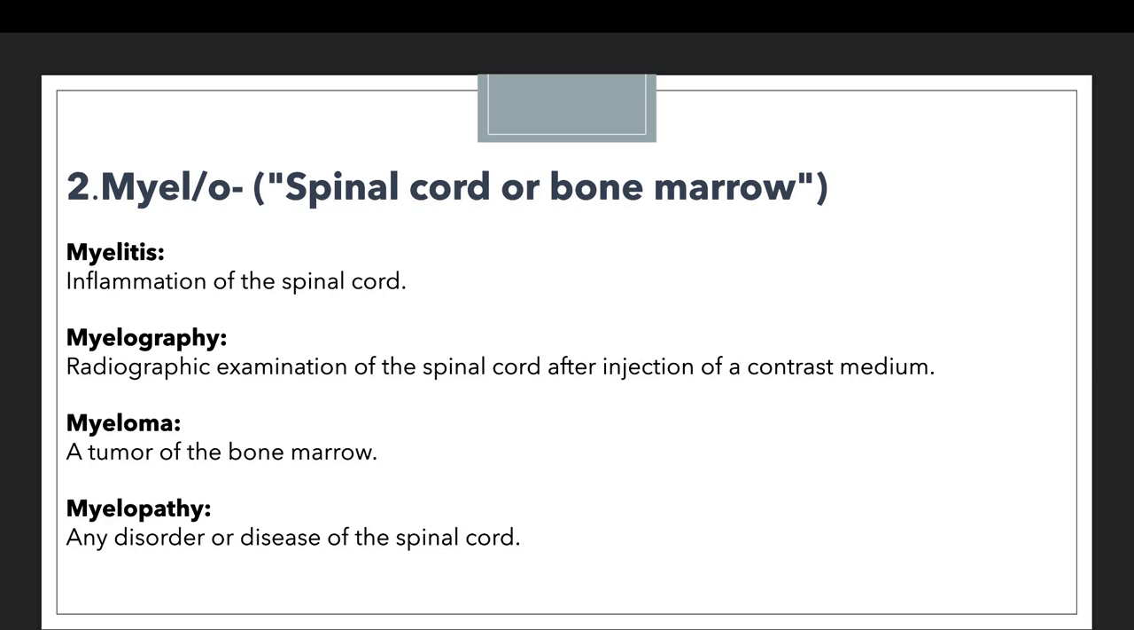First one is myelitis. Myelitis means inflammation of the spinal cord. Just because of any medical concern, if the inflammation occurs in the spinal cord, then in that case we will use the terminology myelitis.